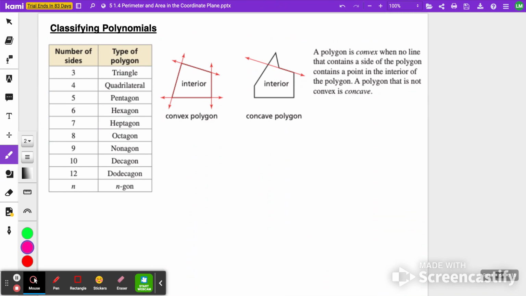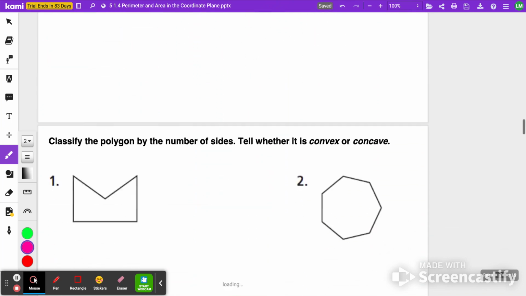And then the other thing we want to cover is what is the difference between convex and concave. Convex is when no line containing a side of the polygon goes inside the polygon, but a concave is when you have a side of the polygon going in. So like this is concave because we have the polygon kind of folding in, whereas convex, all the sides are on the outer perimeter of that.